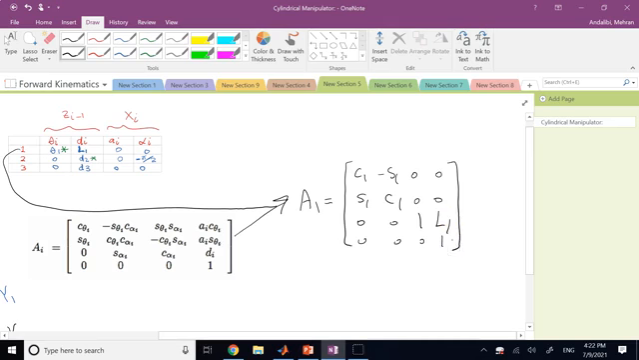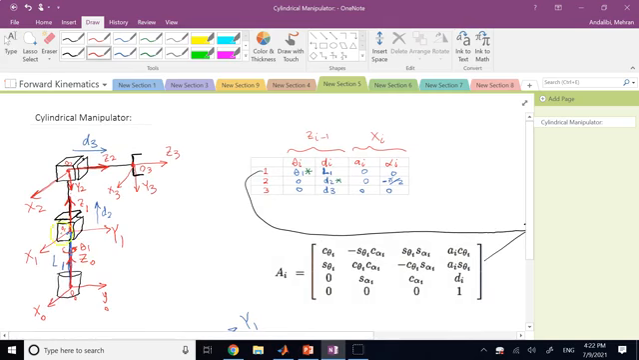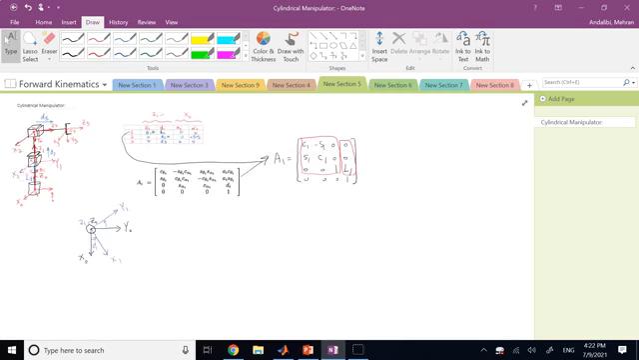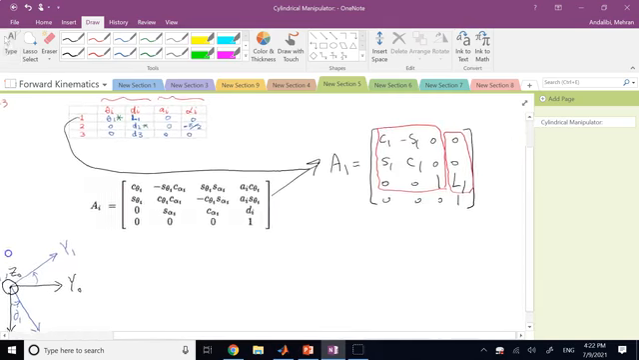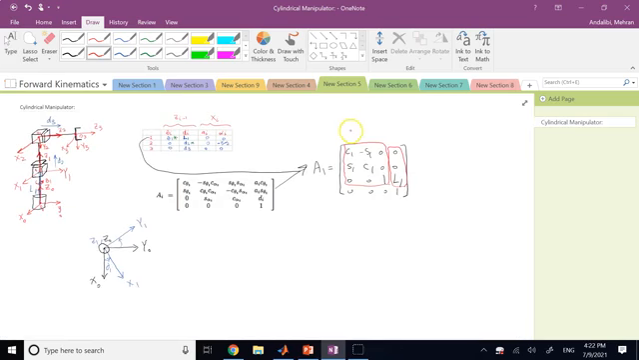Which completely makes sense. As you can see, the rotation part of it is a rotation about Z with angle theta 1. And the displacement of it is a displacement about the Z axis with L1 units, which again makes sense. So this is R of 1 with respect to 0, and this is D of 1 with respect to 0.